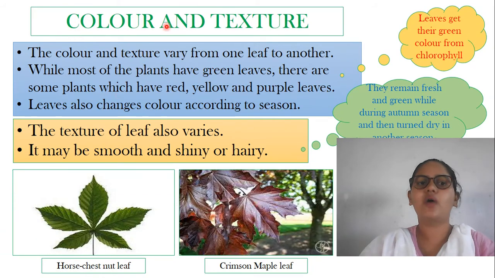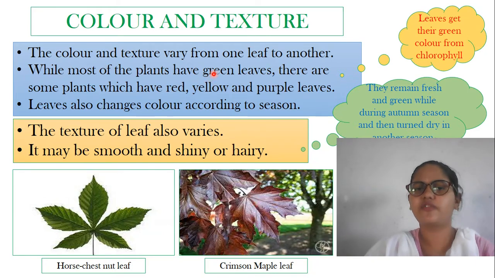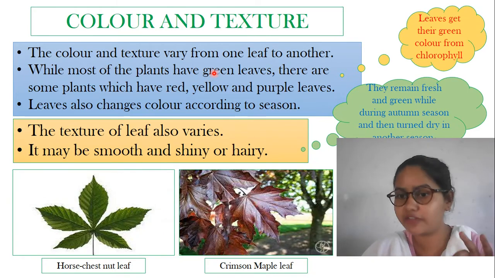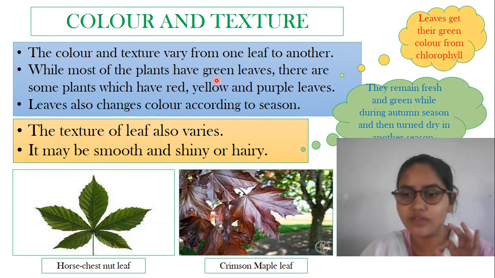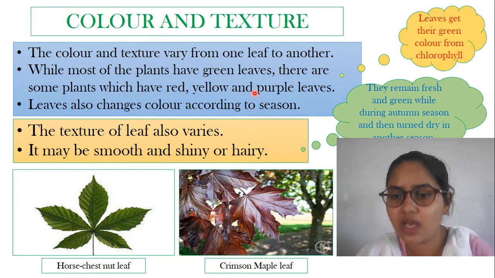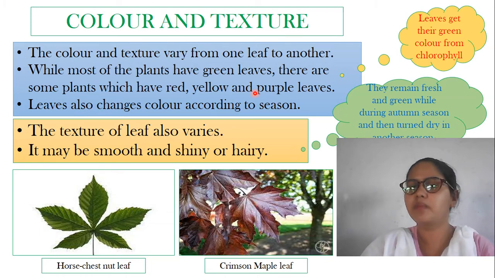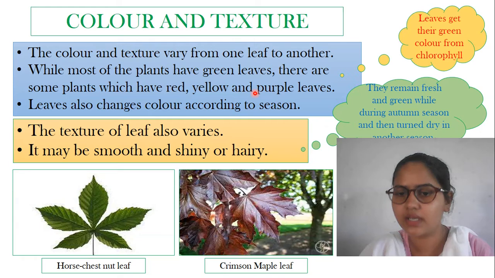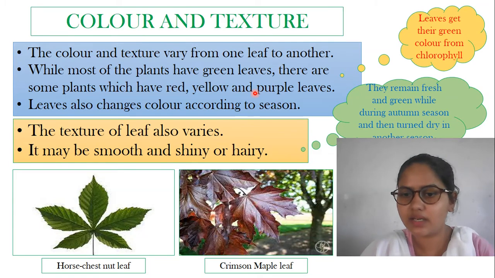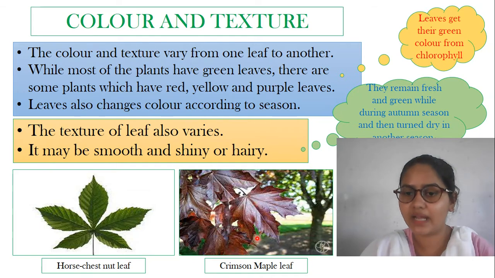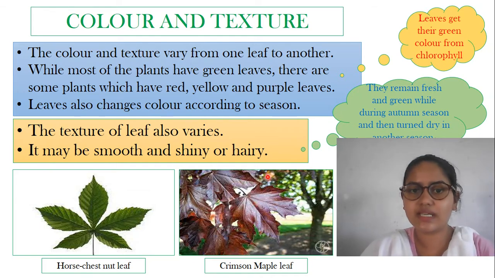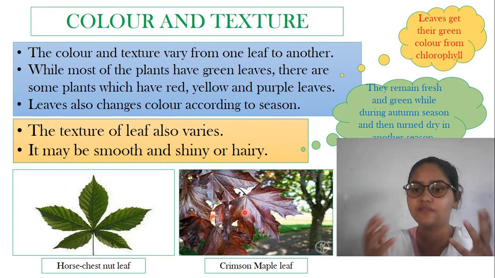Okay. Now, color and texture. The color and texture vary from one leaf to another. While most of the plants have green colors, there are some plants that have red, yellow, and purple leaves. How do they have purple leaves? Because of their chlorophyll. If there is a large quantity of chlorophyll, then it's green. And you can see that there is a maple leaf. Sorry, that color is red. So you can see the difference in the leaf colors.